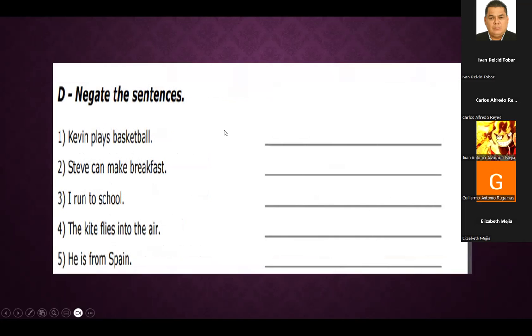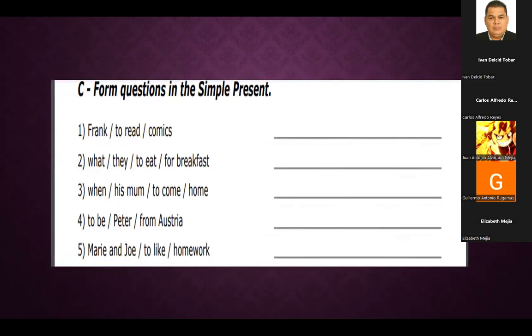Teacher, y la número 4 usted dijo, primero tiene que ser el sujeto, Peter. No, sería, is Peter. Ah, como es pregunta, ¿verdad? Ah, sí, perdón. Is Peter from Austria, así. Yes, is Peter from Austria.